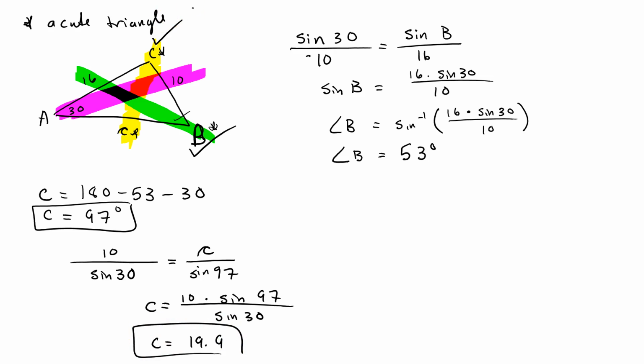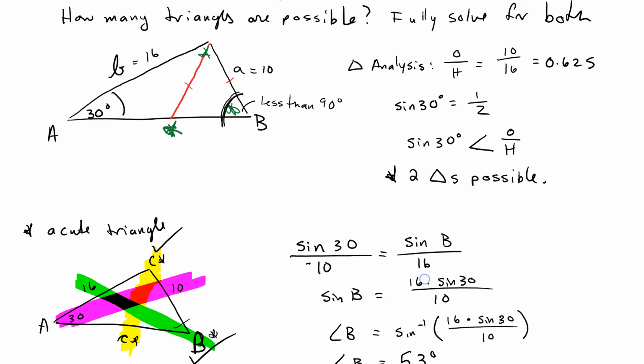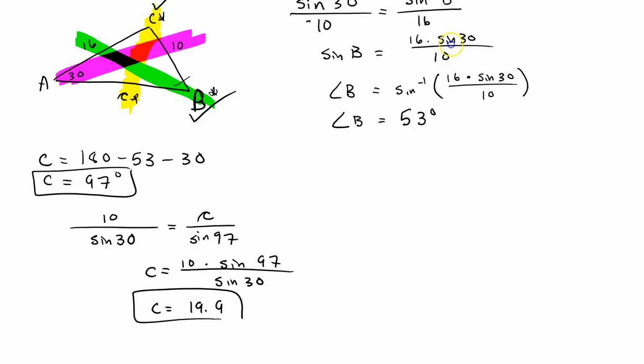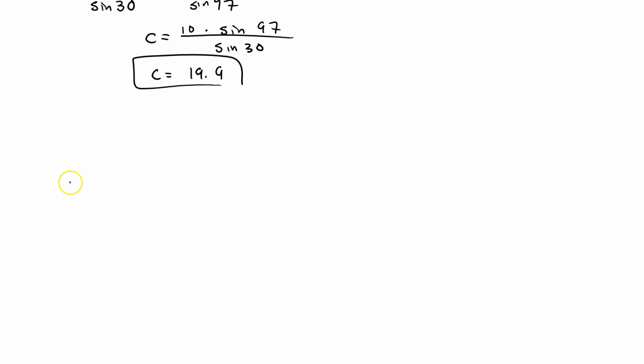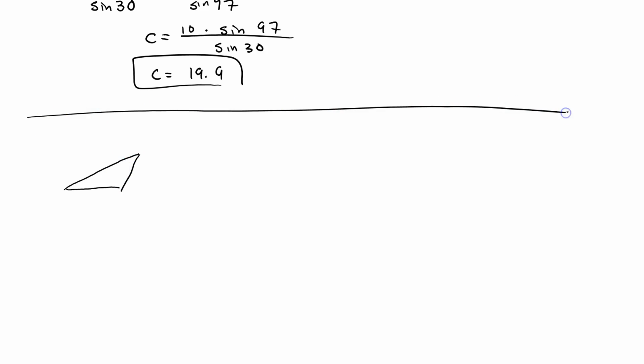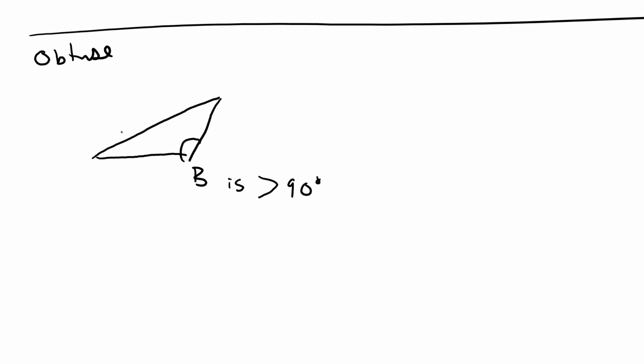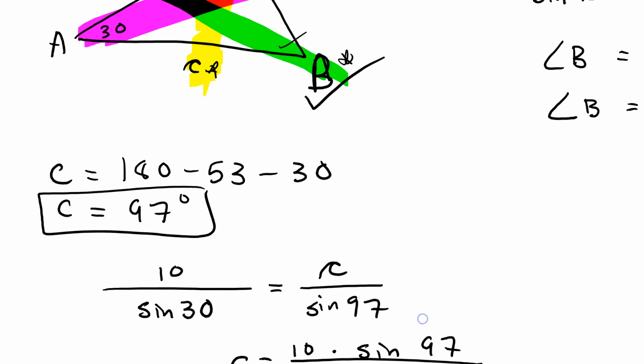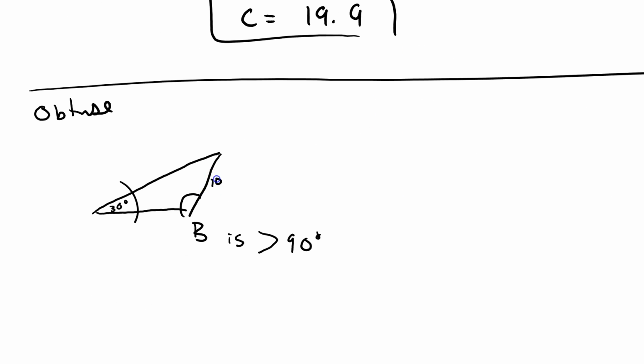So now we have our acute triangle. And why is it acute? Because all of the angles that you first solve for are going to be less than 90. What about this other one? Okay, it looks kind of like this. This is our obtuse triangle. Why? Because B is greater than 90 degrees. So I know that this guy right here is going to be 30 degrees. We know that this guy right here is 10 units. This is 16 units.